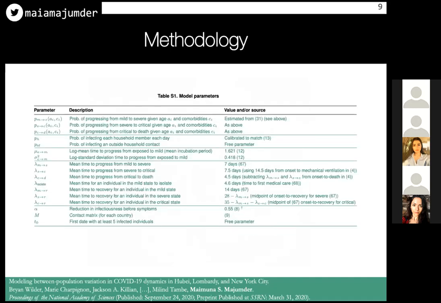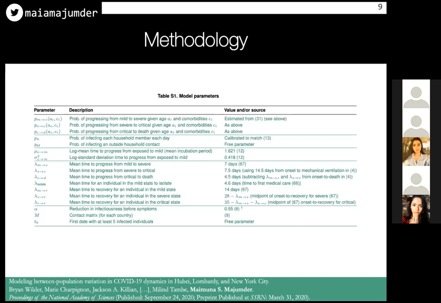To parameterize the SEIR model shown on the previous slide, we used a combination of empirical estimates and free parameters, as is shown in this table. Notably, the probability of infecting an out-of-household contact is a free parameter that plays an important role in estimating R0 across locations.